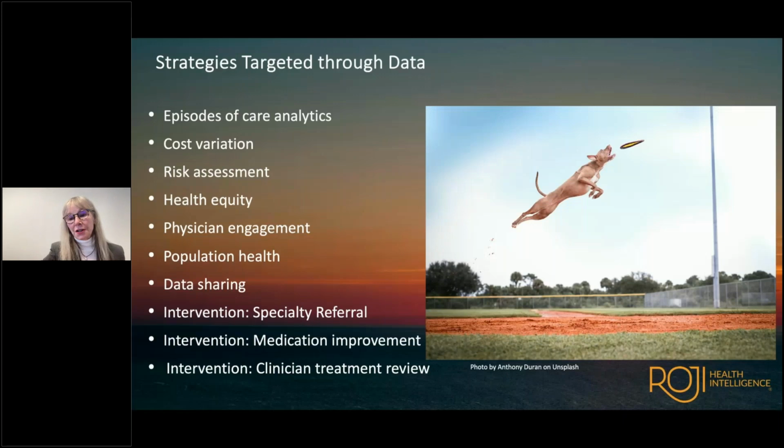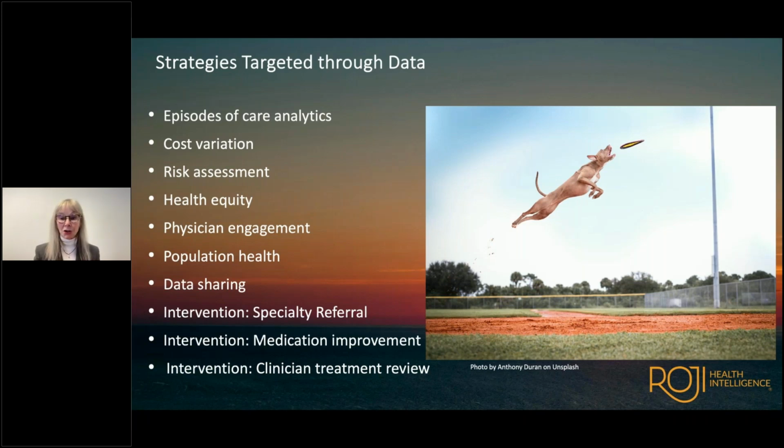So the strategies that you can target by data overall include episodes of care analytics, cost variation, risk assessment. The more risk information that you have, the more you can create algorithms that will identify patients before bad things happen rather than retrospectively. It can work in your health equity arrangements. It can help your physicians become very engaged in the clinical, because it's clinical. It's not about cost. It's not about benchmarking their services. It's about helping them improve their patients and in supporting them in their treatment plans. Population health, data sharing, and then of course the interventions I've mentioned.